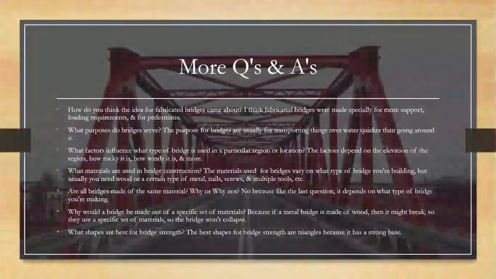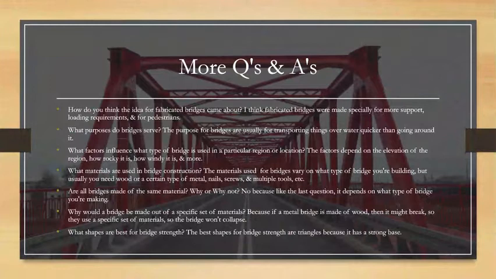How do you think the idea for fabricated bridges came about? I think fabricated bridges were made specially for more support, loading requirements, and for pedestrians. What purposes do bridges serve? The purpose for bridges is usually for transporting things over water quicker than going around it. What factors influence what type of bridge is used in a particular region or location? The factors depend on the elevation of the region, how rocky it is, how windy it is, and more.